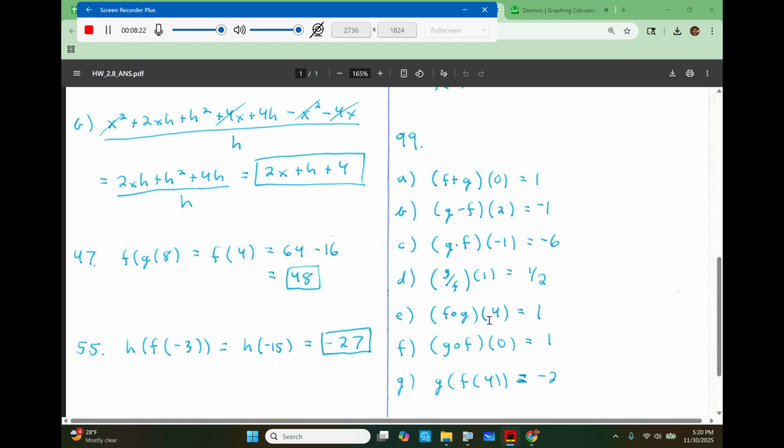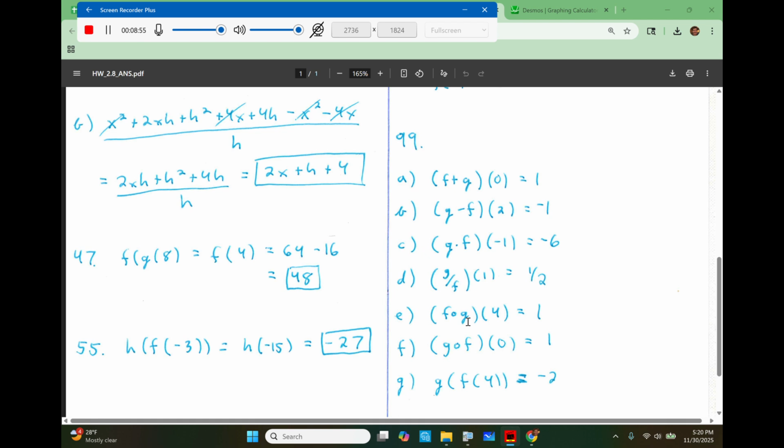E, f of g of 4. So g of 4, I put 4 into g first. So 4 goes into g, I get 1. And then f of 1 is equal to, let me see if I did this right here. So f of g of 4. So 4 goes into the g, and I get negative 1.